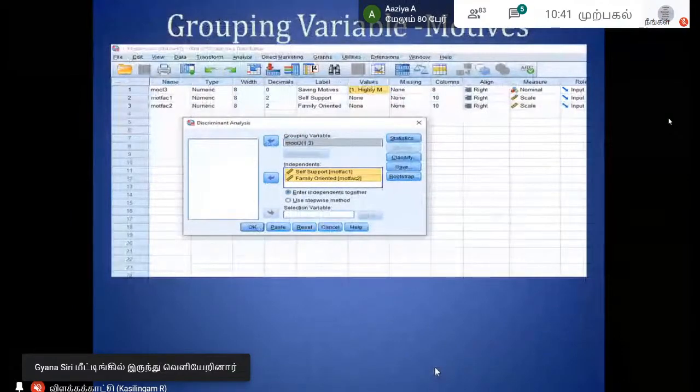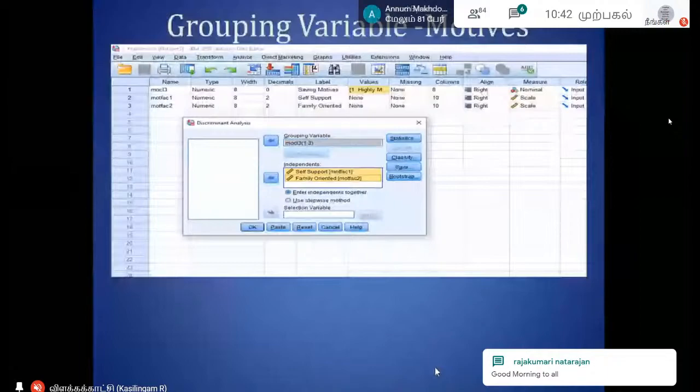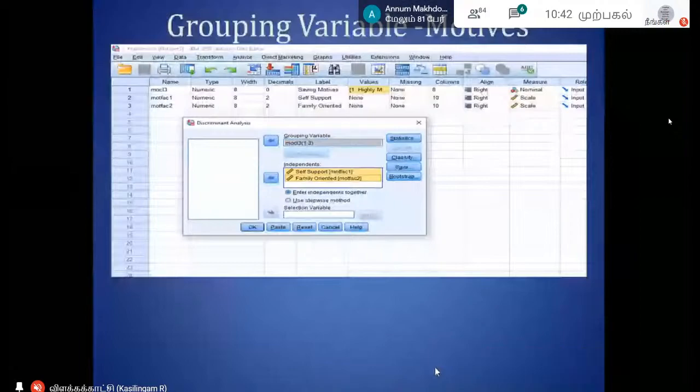and independent variables, I can put any number, right? So now here it becomes statistics, classify, save. These three are the ways we will be using. Now this is the output. Now let me go there.